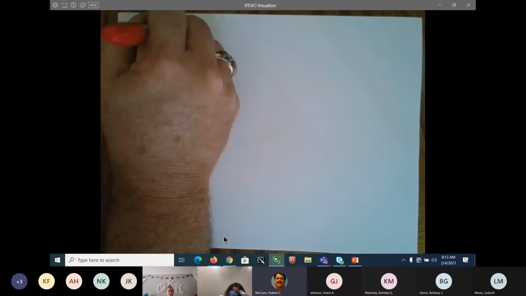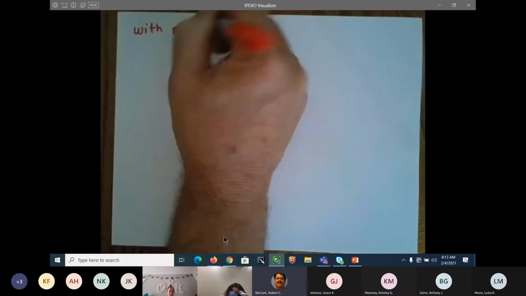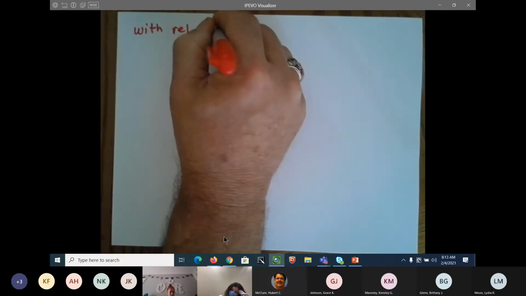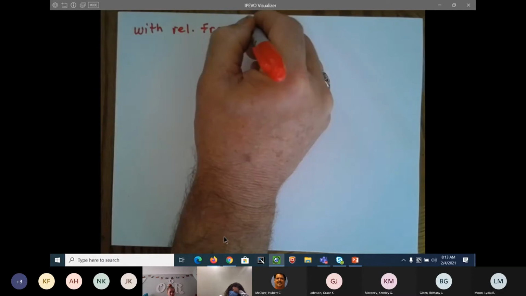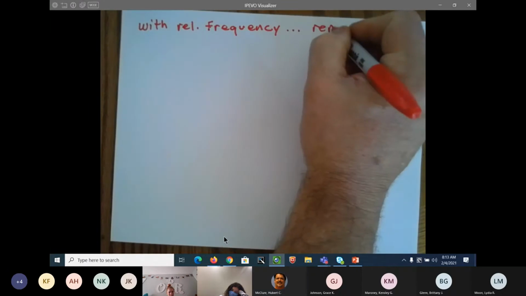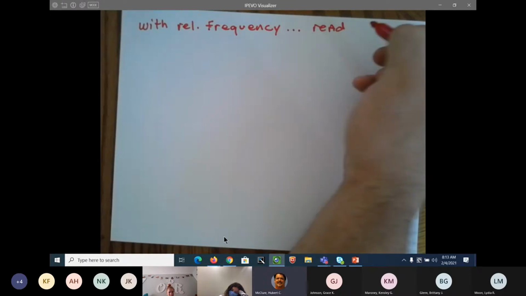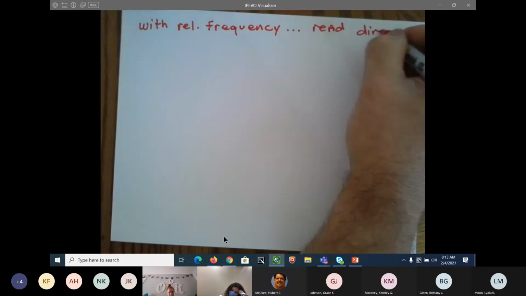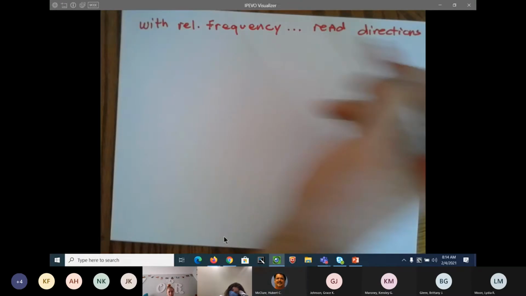With relative frequency, dot, dot, dot. Read the directions for rounding.